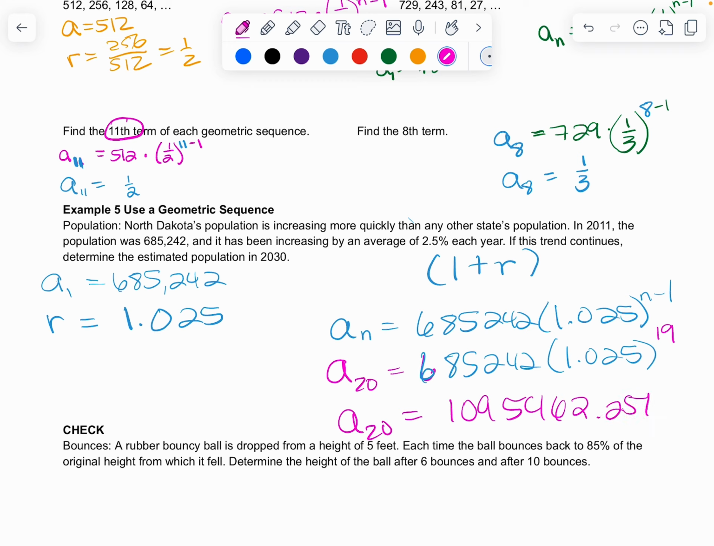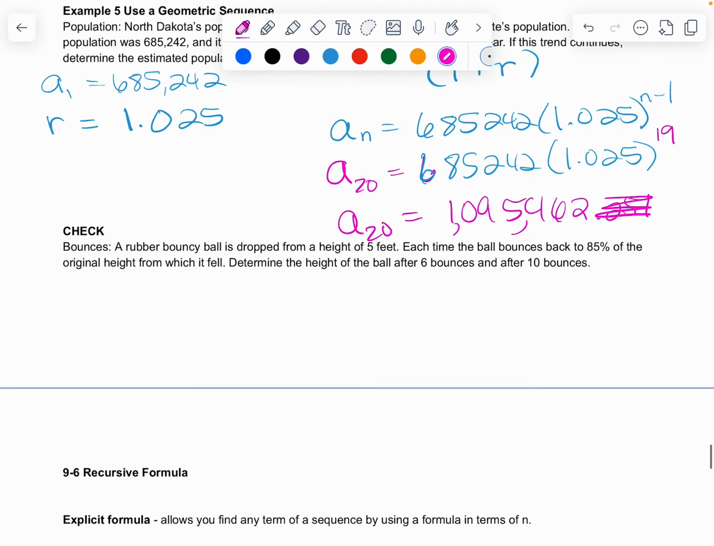1,095,462.251. Okay? And if we were rounding, we would take off that part. And there we go. 1,095,462. Okay?